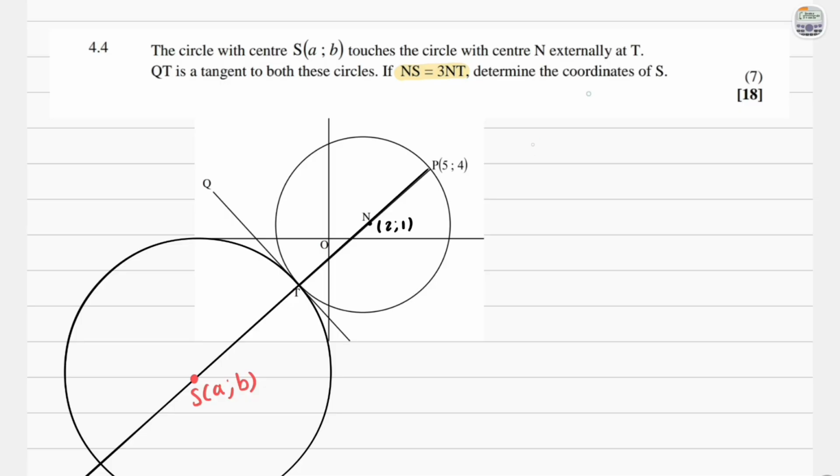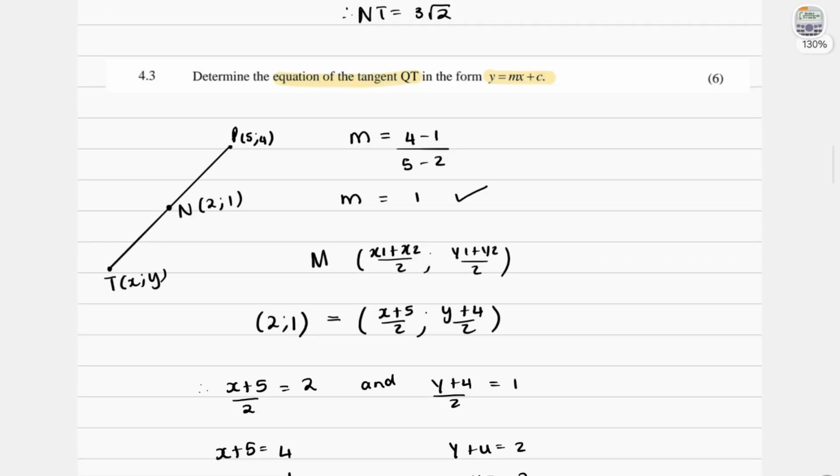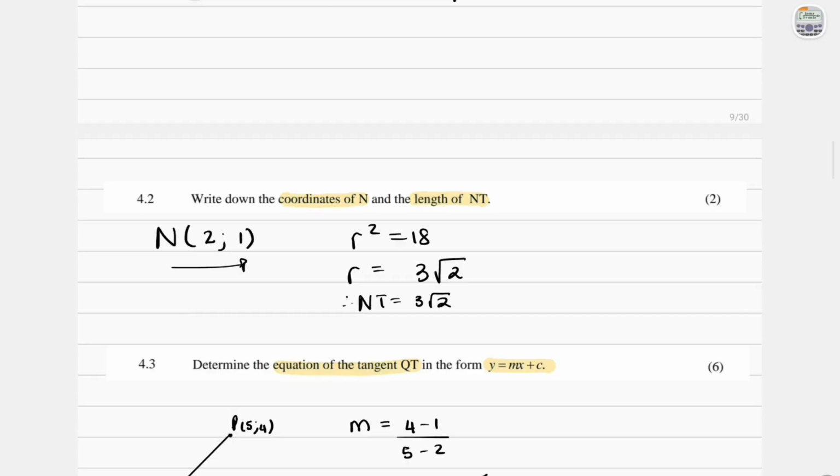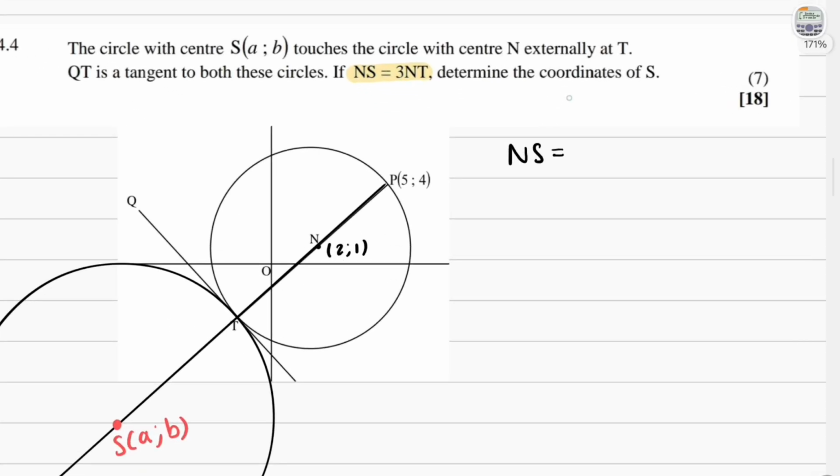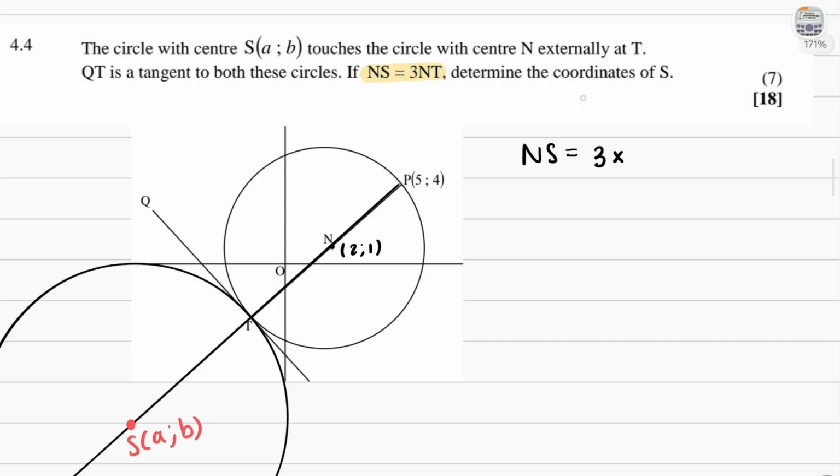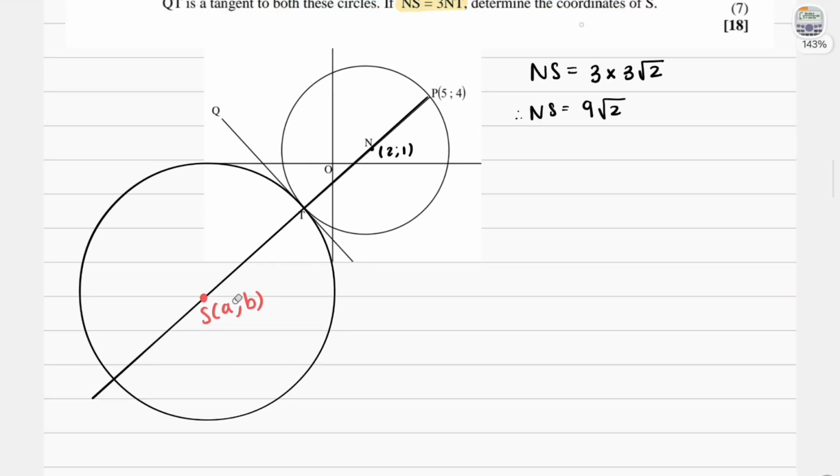Okay, let's see. How about we do this? Because they told us that NS is 3 times the size of NT, we know what NT is. We know the radius of the circle. So let's find the length of NS first. So NS is equal to what's NT? NT was 3 root 2. We found that already. So it's 3 times 3 square root 2, meaning NS is simply 9 square root 2. So we know what NS is.